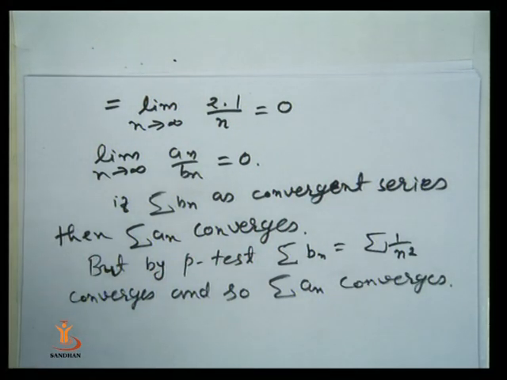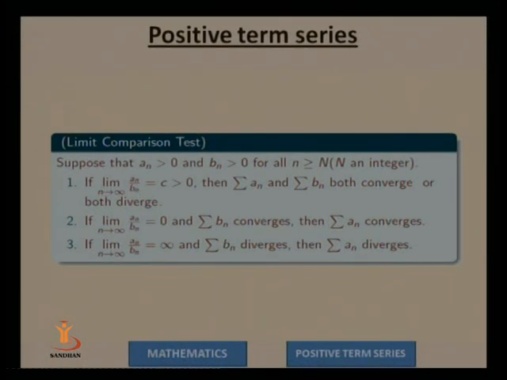So here the second result of the limit comparison test is used. That is, if the limit as n tends to infinity of an upon bn is equal to 0, and summation bn converges, then summation an converges. So we have to use the second portion.